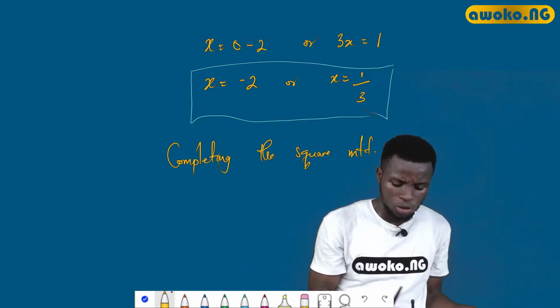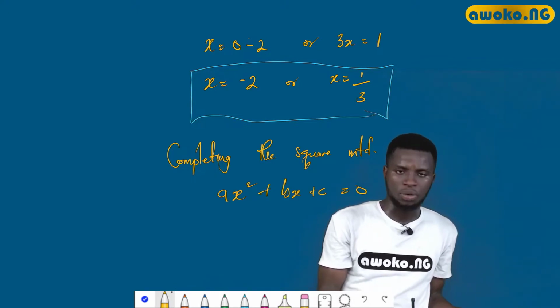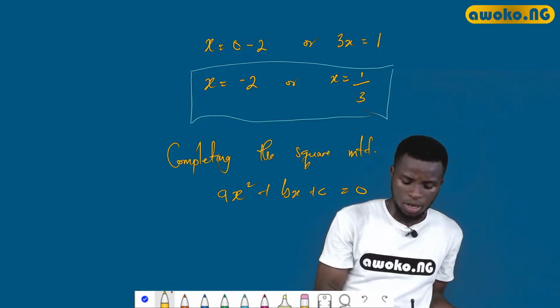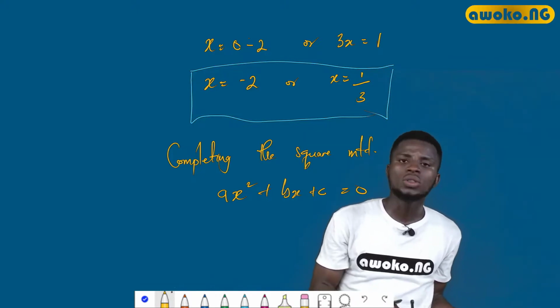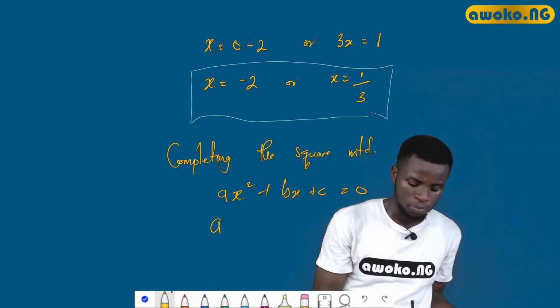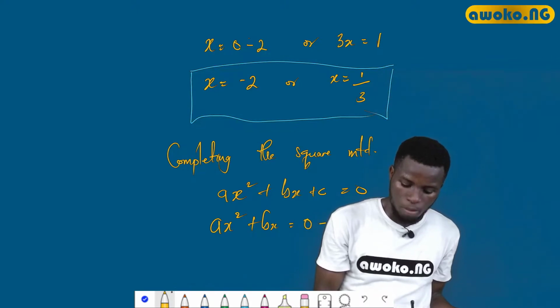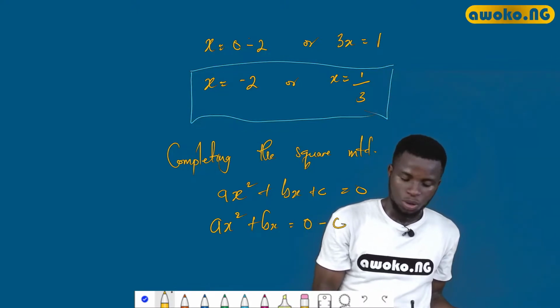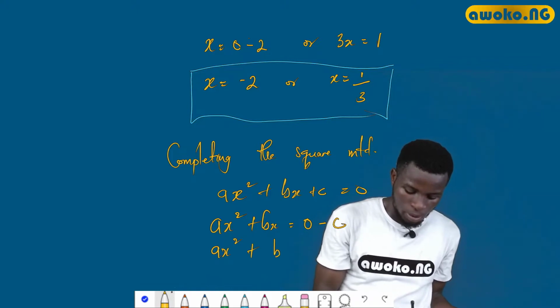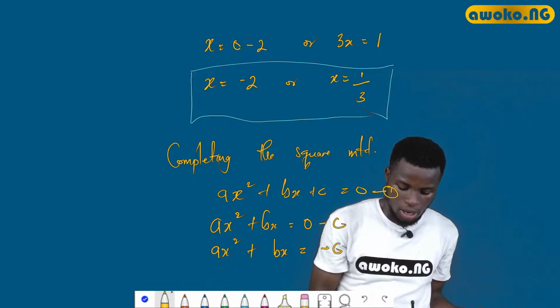Now, let us consider the general form of the equation: ax squared plus bx plus c equals 0. If I want to use the completing the square method, the first step is to take the constant term to the other side of the equality sign. So ax squared plus bx equals 0 minus c, which gives ax squared plus bx equals minus c. Call this equation 1 and this equation 2.